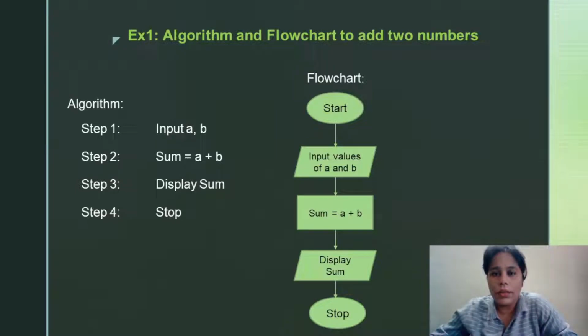And flowchart will be like this: start, then input values for a and b, sum equal to a plus b, then display. And these symbols are used for this flowchart. For input-output parallelogram is used, and for processing, this rectangle is used.